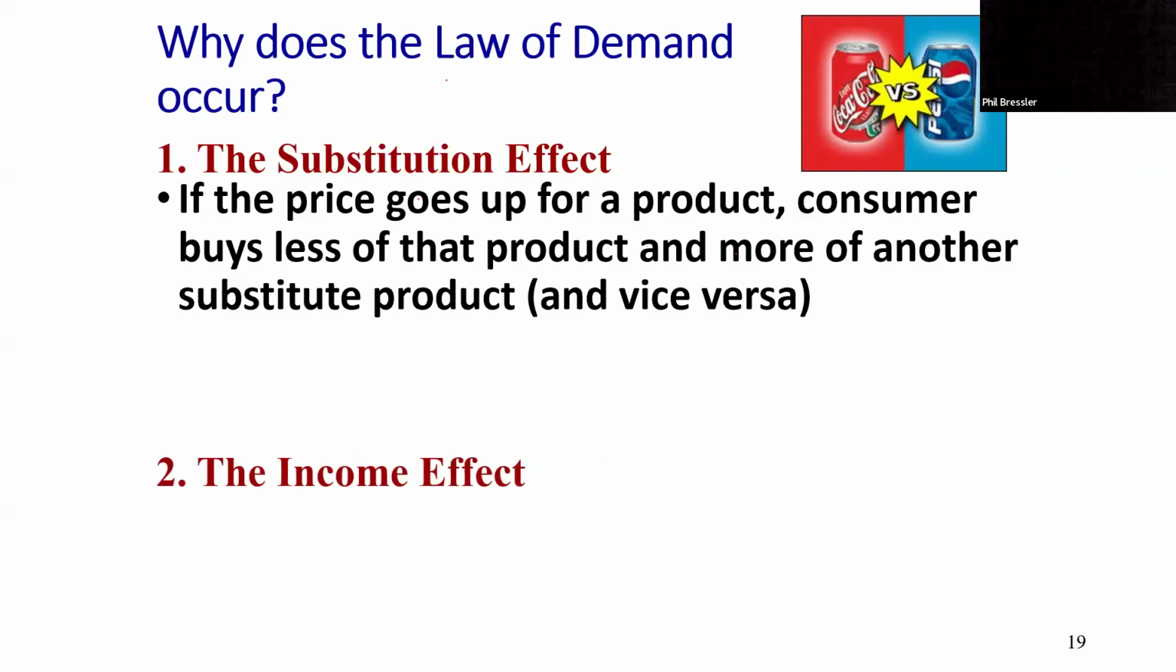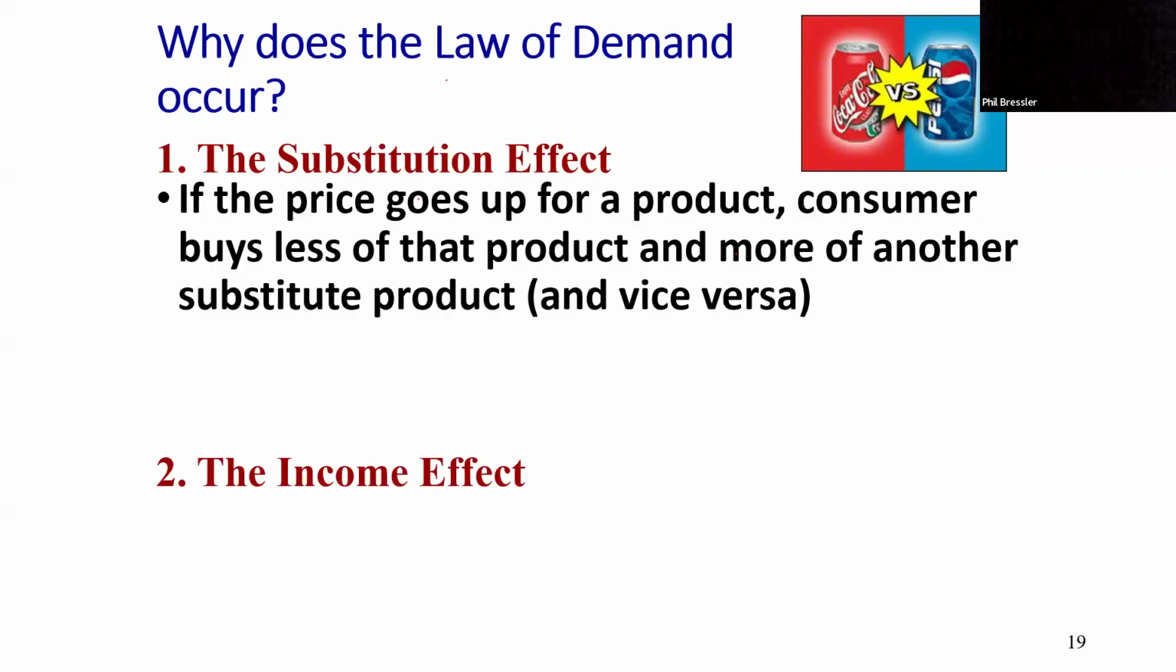Second is the income effect. And the reason people confuse this is it has nothing really to do with income. It has to do with purchasing power. So, for example, if I have $10 and a can of Coke costs $1, I could buy 10 cans of Coke. But if it goes to $2, I can only buy 5 cans. So as the price goes up, the quantity demanded goes down because of my purchasing power. I still only have $10. So I can only buy less.